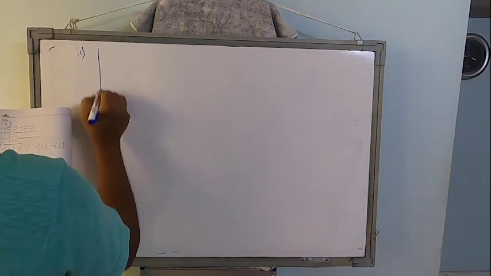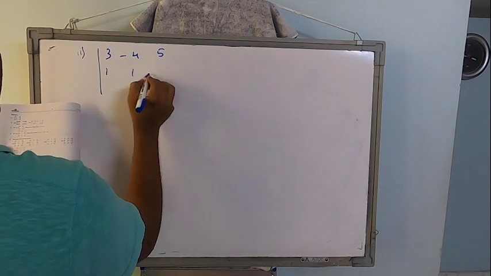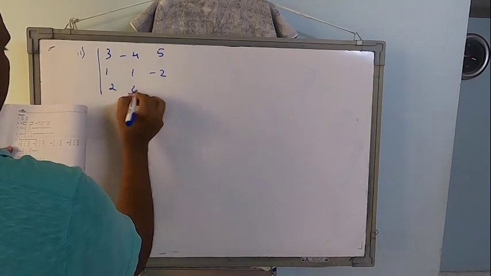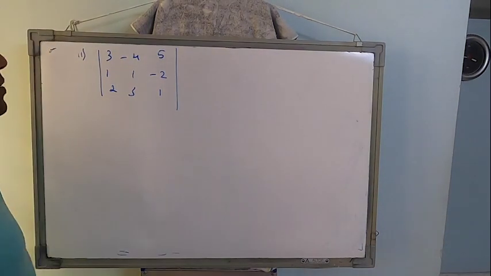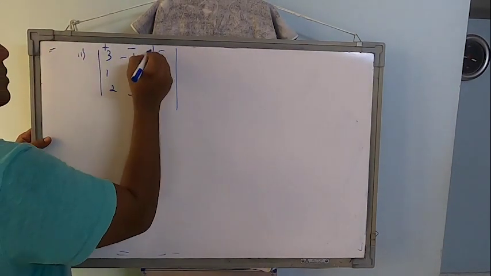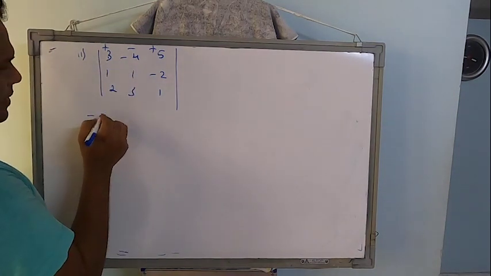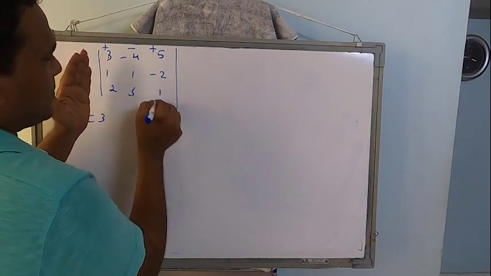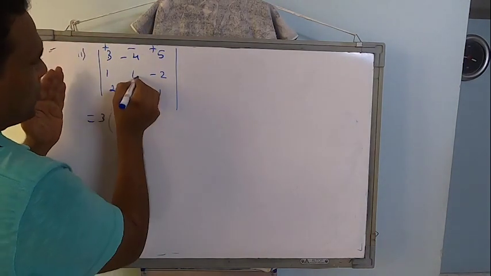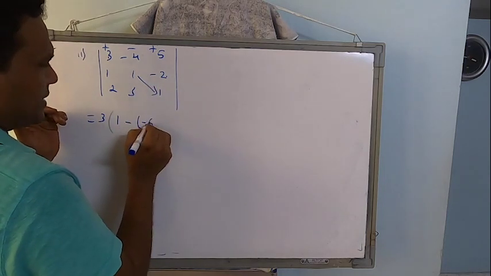The next one is under the second, determinant 3, minus 4, 5, 1, 1, minus 2, 2, 3, 1. Correct? You have to expand and find the value of this. So as usual, we'll take the help of the first row. So the first element is plus 3, 3. Block the column and row in which 3 is present and expand the remaining 4 elements. So 1 multiplied by 1 minus 2 multiplied by minus 3, that is minus 6.